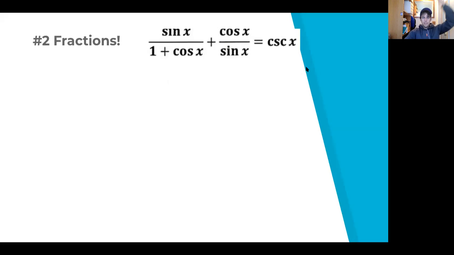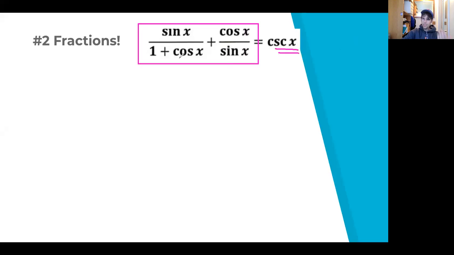All right, the next thing we have here is fractions. Anytime we have 2 fractions that are added together, almost always our best bet is to put those together, especially when we're trying to show that this is equal to just one thing. So obviously we're going to have to get this stuff together. We need to get a common denominator here. So I'm going to multiply both fractions by the denominator of the other one. I'm going to multiply this fraction by sine x over sine x.